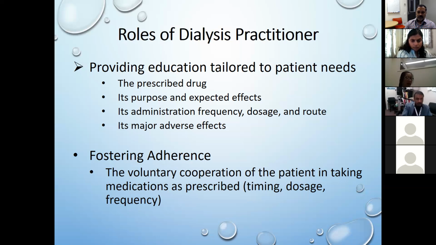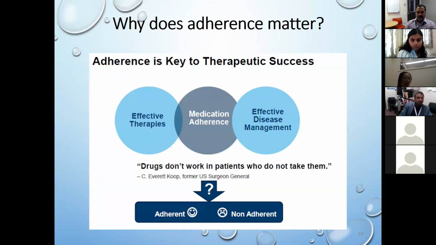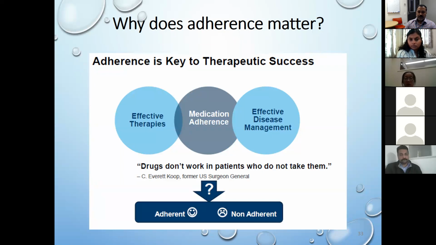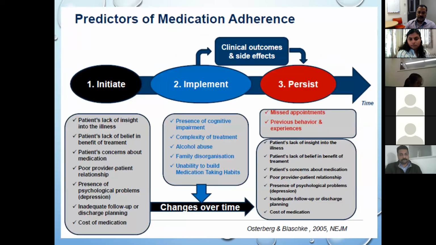So next slide, a quick whiz around why adherence matters. We know that even the most effective therapy is not useful if the patient is not getting it into their system. Some of the predictors of medication adherence, next slide. There are a lot of them, but you can see that a lack of insight into health, lack of beliefs about the benefits, and any concerns all play into whether or not a patient is going to take a medicine.